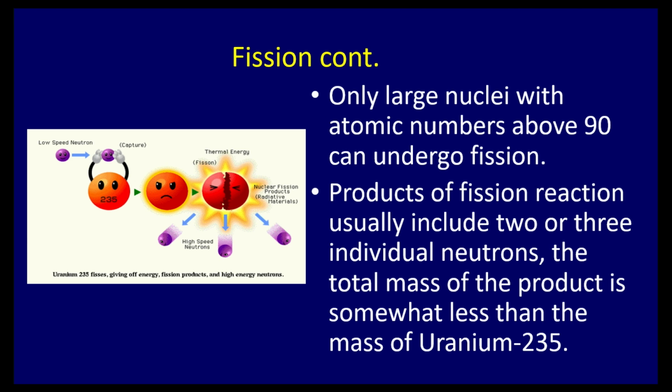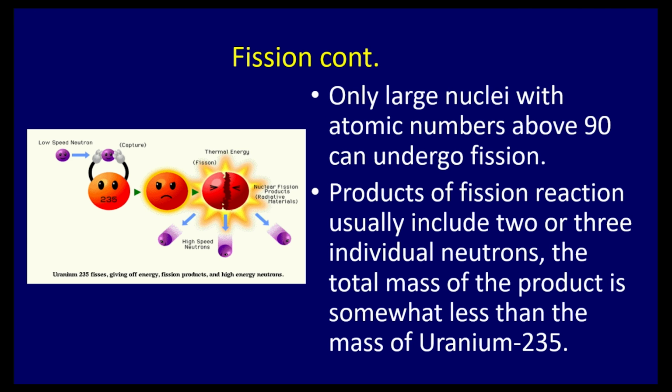The products of a fission reaction usually include 2 or 3 individual neutrons. The total mass of the products is somewhat less than the mass of this uranium-235. We all know that very famous thing, uranium-235 is the fissile material. When this fissile material, uranium-235, undergoes this fission reaction, it will produce 2 products, and also 2 or 3 individual neutrons.